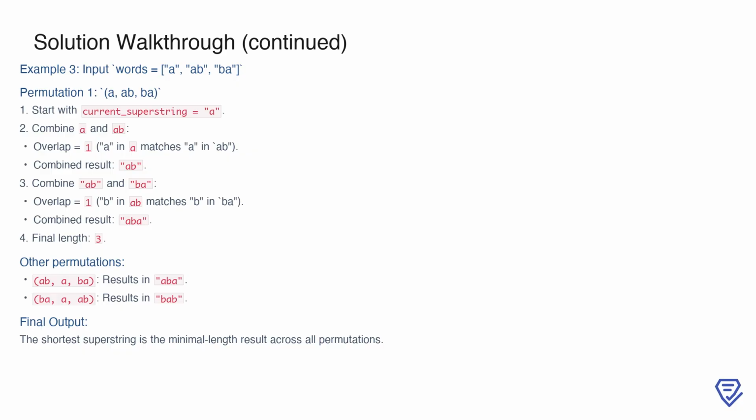However, for the permutation BA, A, AB, the superstring becomes BAB, also with a length of 3. Among all results, the shortest superstring is the one with the minimal length. In this case, both ABA and BAB are valid solutions with the same minimal length of 3.